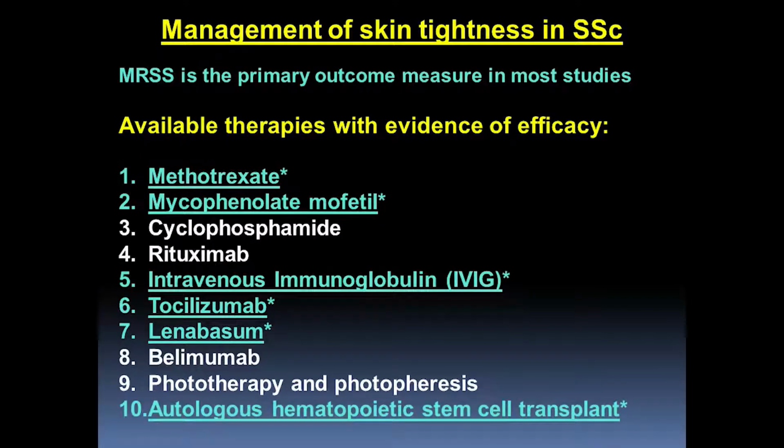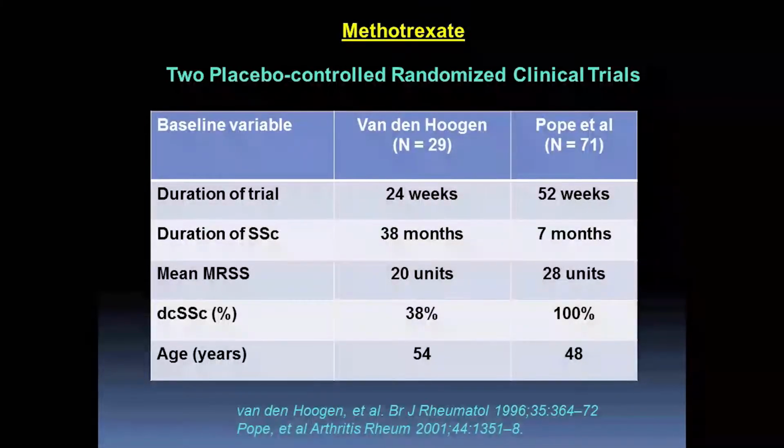And then we will talk about autologous hematopoietic stem cell transplant, which has shown significant promise and is probably the way of the future, at least in a subset of patients with rapidly progressive disease. So let's talk about methotrexate.